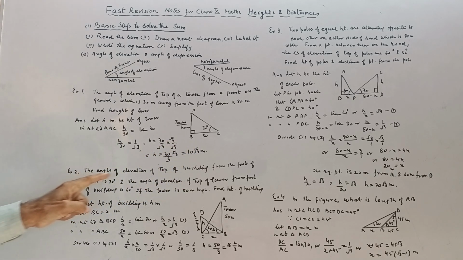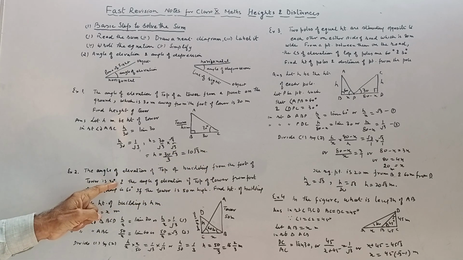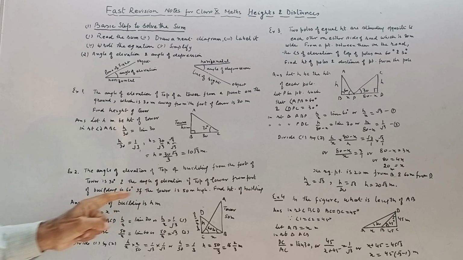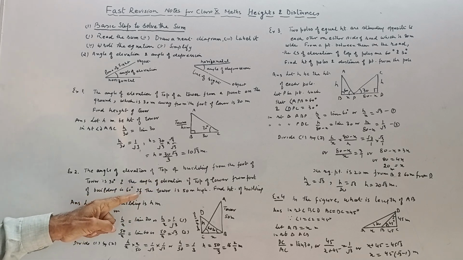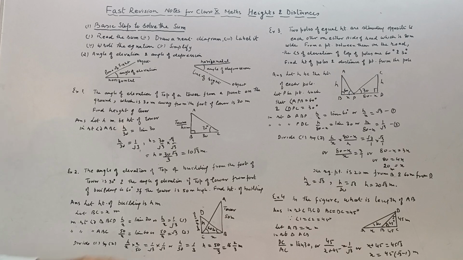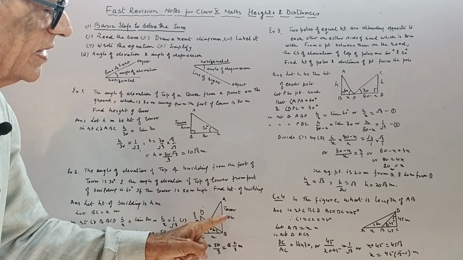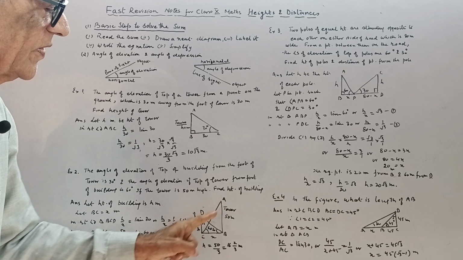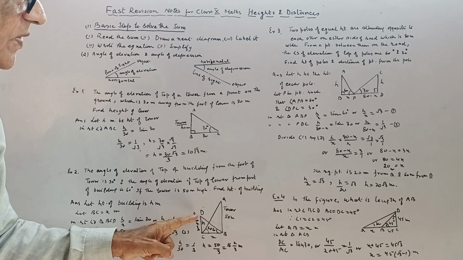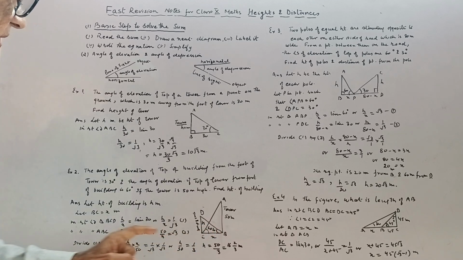The angle of elevation of top of building from the foot of the tower is 30 degree. The angle of elevation of top of tower from the foot of the building is 60 degree. If the tower is 50 meter high, find the height of the building. Here is the building, here is the tower. So angle of elevation of top of tower from the foot of the building is 60 degree, and angle of elevation of top of building from the foot of the tower is 30 degree.